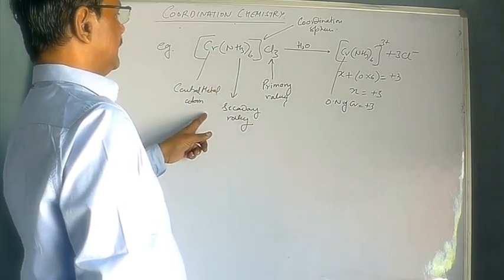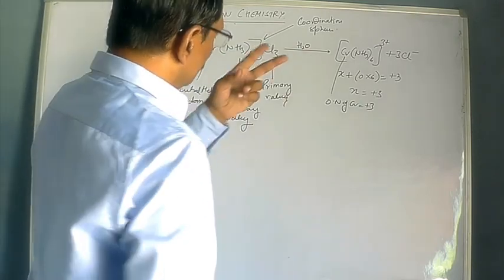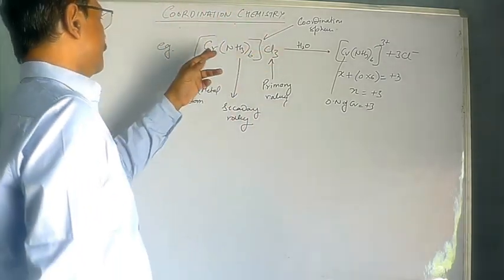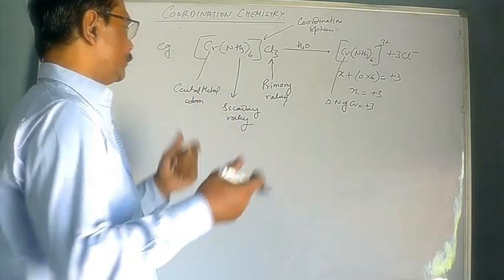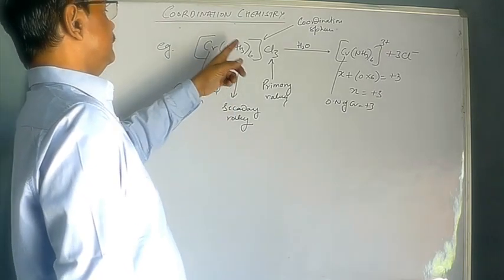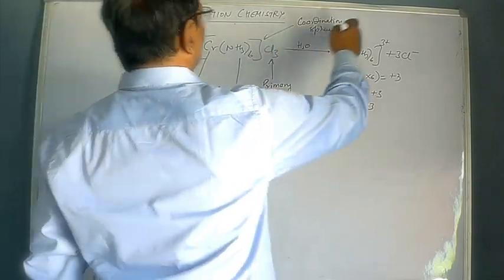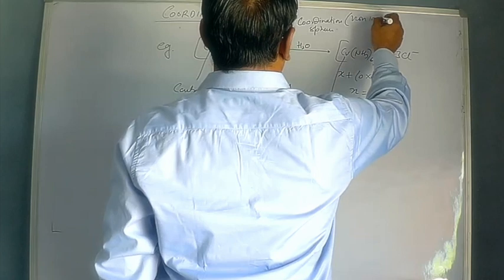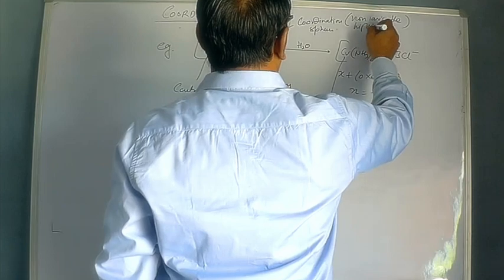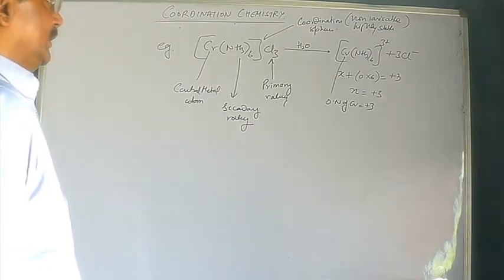Chromium is my central metal atom. Square bracket represents coordination sphere. In coordination sphere, we find only two things. Remember it always. One is your central metal atom, which is going to accept lone pair from ligands, and the ligands are there. So the central metal atom and ligands, which are lone pair donors, are written in coordination sphere. Coordination sphere is non-ionizable, highly stable, and this coordination sphere makes coordination complexes highly stable.